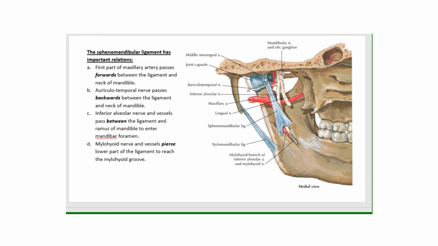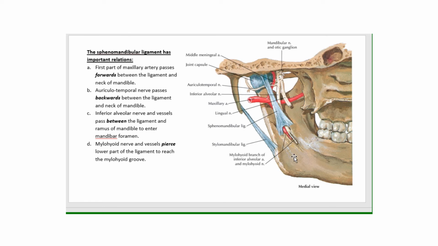It is stretched between the spine of the sphenoid and the lingula of the mandible. It has a very important relation. The maxillary artery passes forwards between the neck of the mandible and this ligament, the sphenomandibular ligament. This is the maxillary artery.